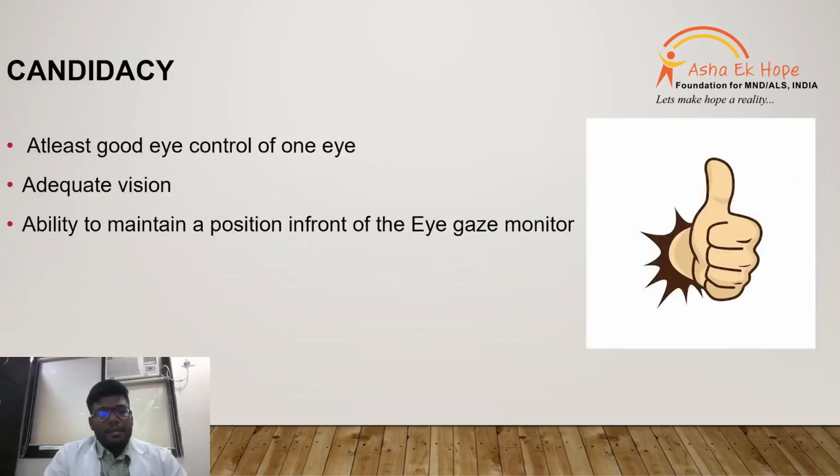And next is candidacy. Who can be given eye gaze technology? First, at least one eye movement should be proper, that is, they have to have proper control of one eye. Next, they should have adequate vision in at least one eye, and be able to maintain a position in front of the eye gaze monitor. That is, they have to look at a particular object for at least 10 seconds. That is very important. But now the technology has been improving, and even 5 seconds is enough to track it.